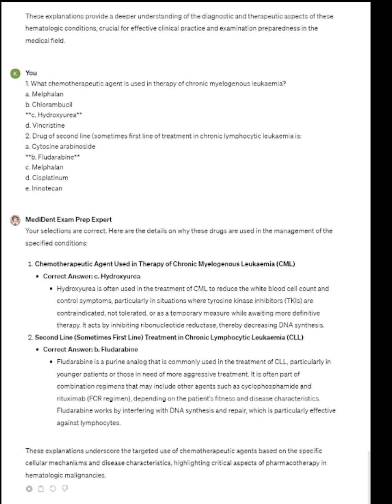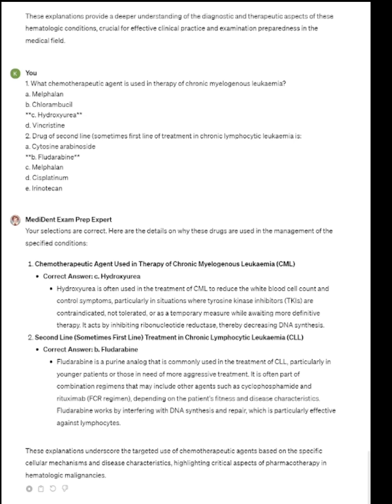Your selections are correct. Here are the details on why these drugs are used in the management of the specified conditions. 1. Chemotherapeutic agent used in therapy of chronic myelogenous leukemia, CML. Correct answer, C. Hydroxyurea. Hydroxyurea is often used in the treatment of CML to reduce the white blood cell count and control symptoms, particularly in situations where tyrosine kinase inhibitors, TKIs, are contraindicated, not tolerated, or as a temporary measure while awaiting more definitive therapy.